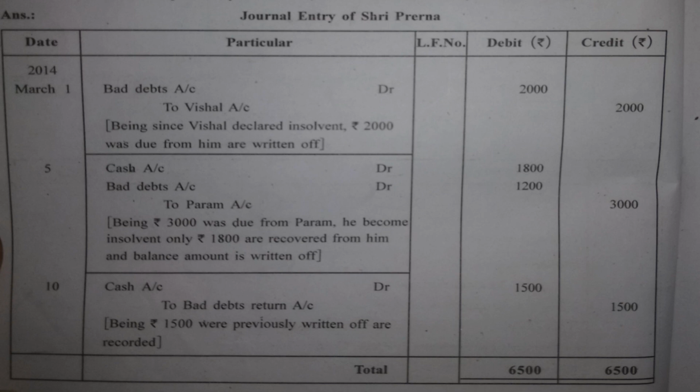Being since Vishal declared insolvent, rupees 2000 due from him are written off. That simply means that now Vishal will not be able to pay the 2000 rupees due from him, and so this is a loss. This kind of loss is termed as bad debts, and all loss and expense, as per the rule of nominal account, is to be debited, and hence bad debts account has been debited. Vishal's account has been credited and his account is closed.